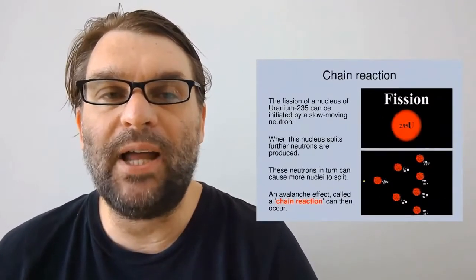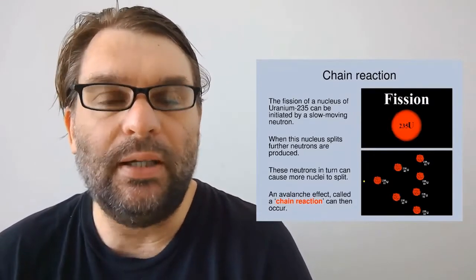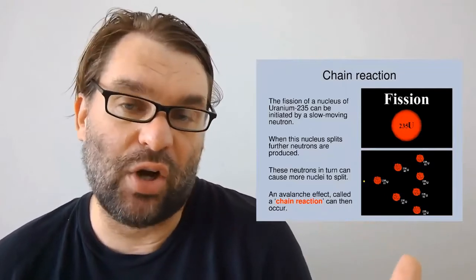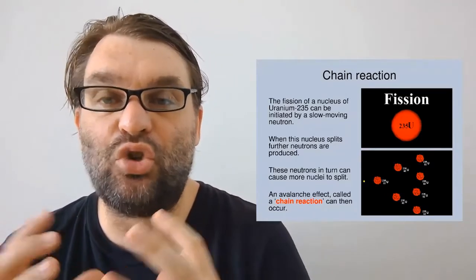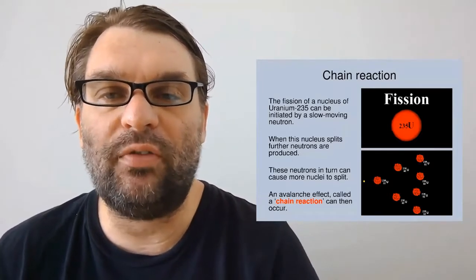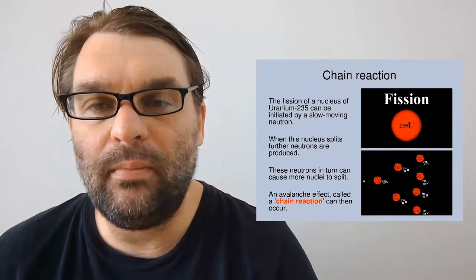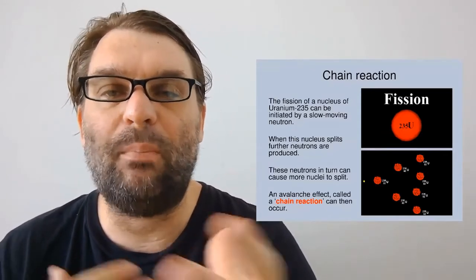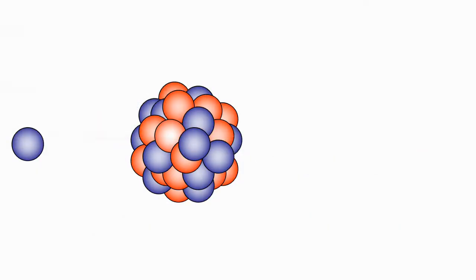So an important part of the process of nuclear fission is the chain reaction component. In nuclear bombs, the chain reaction is out of control, and in nuclear reactors, it's controlled. Basically what happens is once one uranium-235 nuclide undergoes fission, adjacent ones will undergo fission as they're bombarded by the neutrons that are formed by the original fission event.